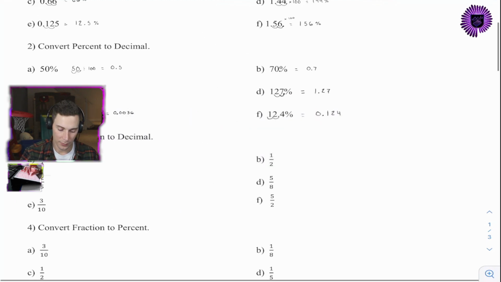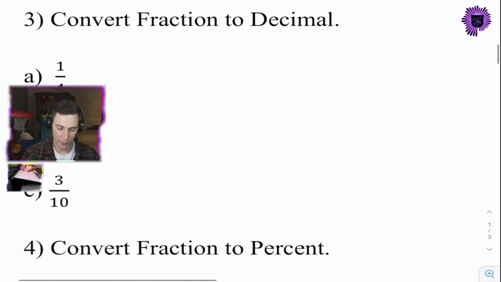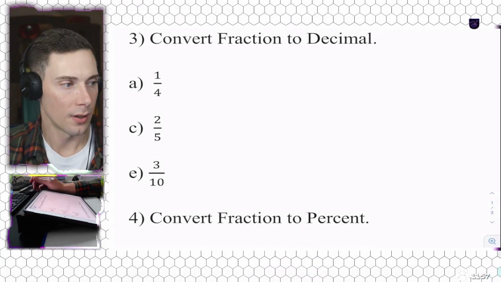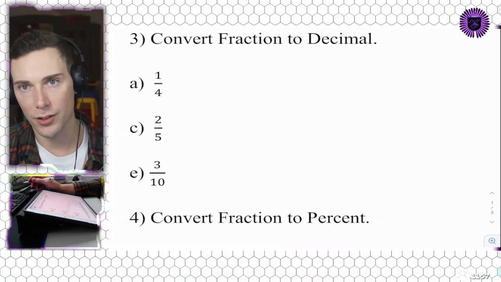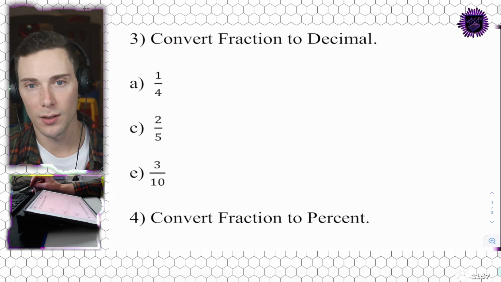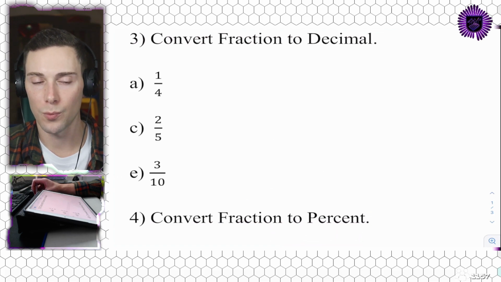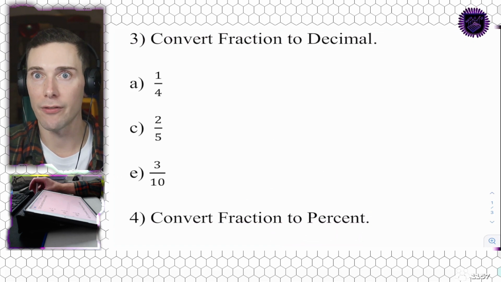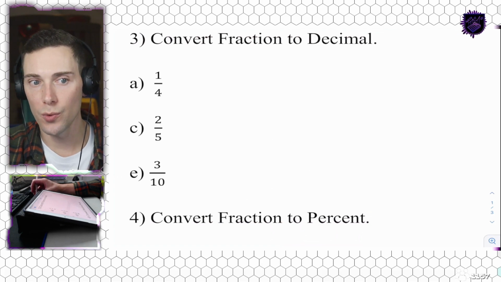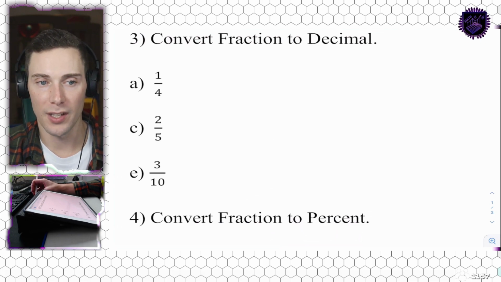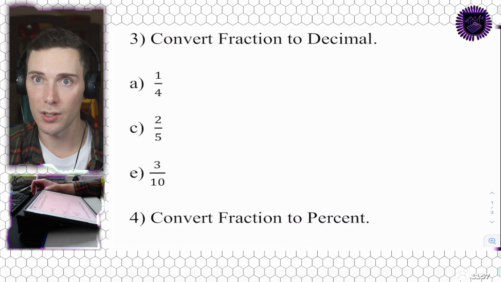So, next section here, convert a fraction to a decimal. So when you're converting a fraction to a decimal, we want to understand that a fraction represents a division problem, right? So 1/4 is 1 divided by 4. So when you do that division, you're going to be left with a decimal. And then when you have a decimal, you then need to multiply it by 100 to get the percent.